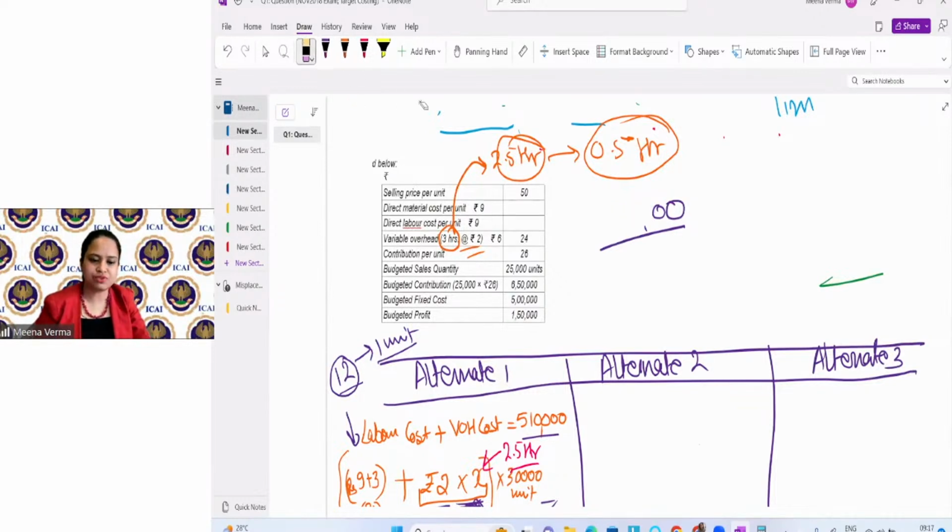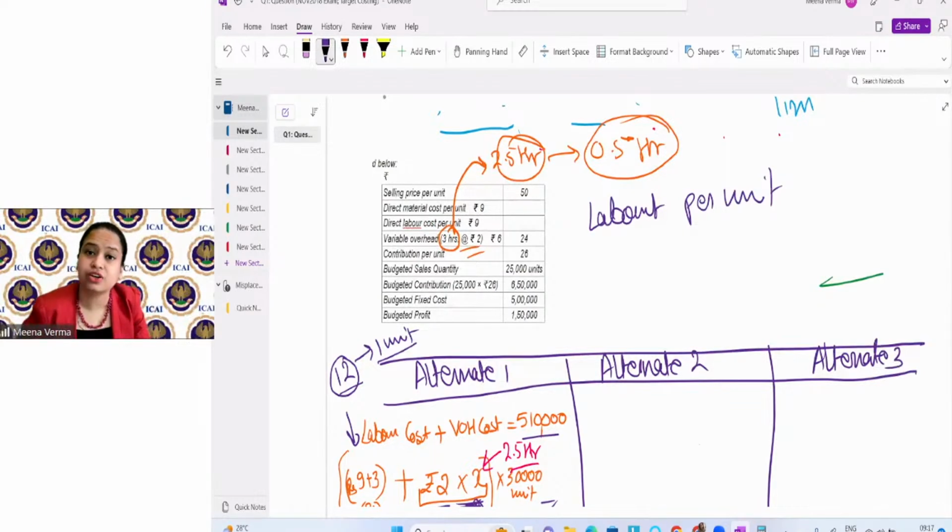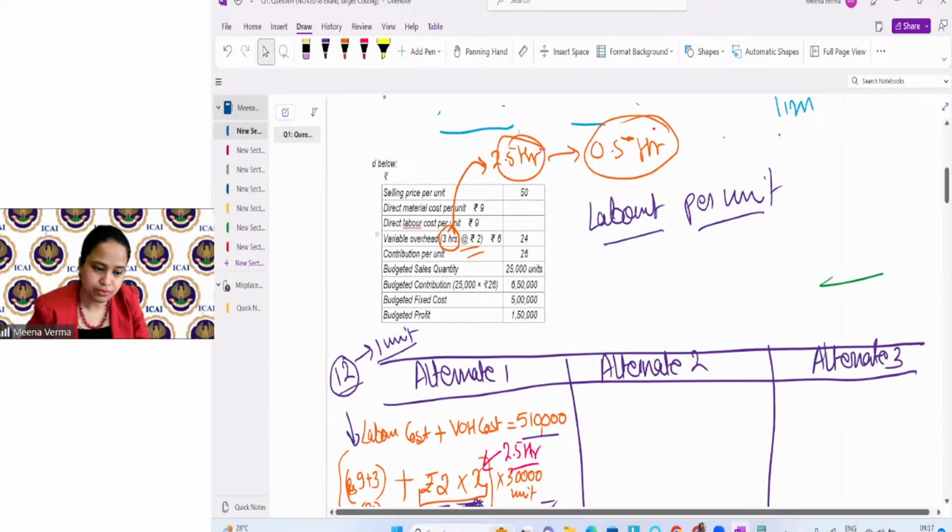What was your assumption while solving this question? Your assumption was that to labor, you are making the payment on a per unit basis. You know that we can make the payment to the labor on the basis of labor hour, or per day, or per unit. So there are various bases on which we make the payment to the labor. Here we are just assuming that we will make the payment to the labor on the basis of number of units. All right. Next assumption.